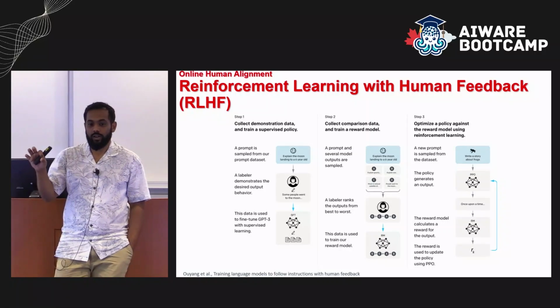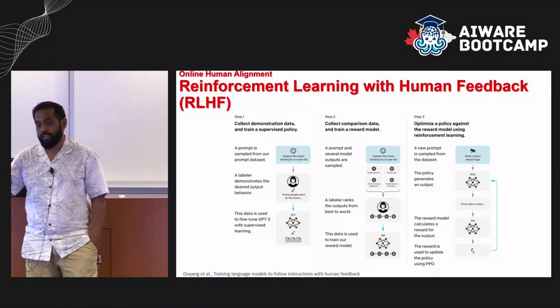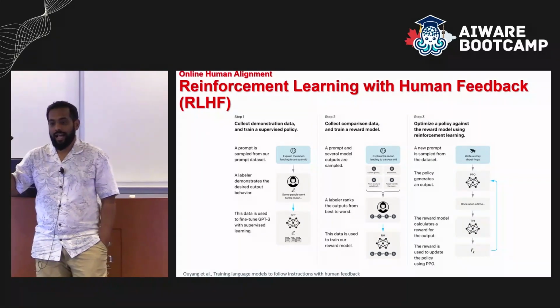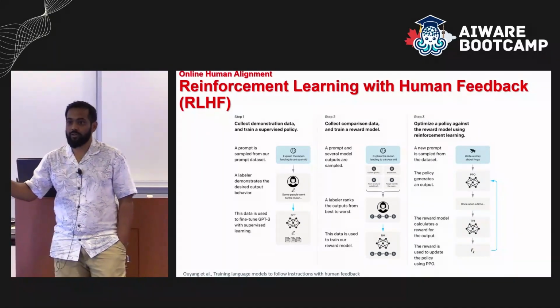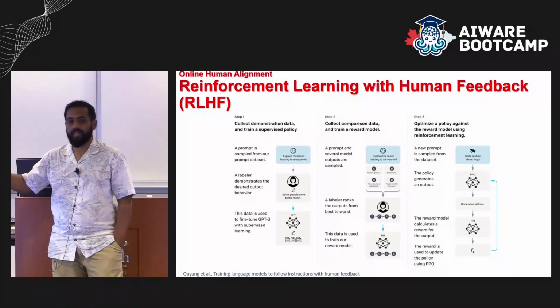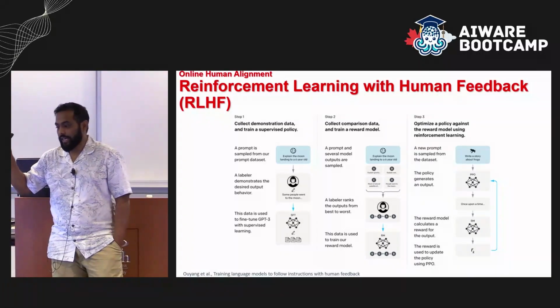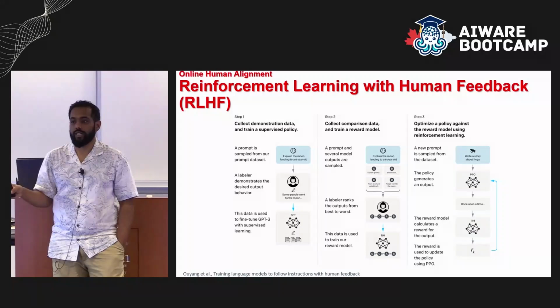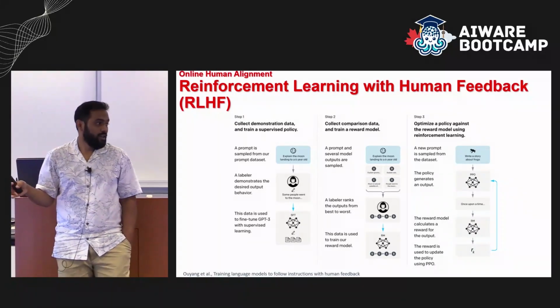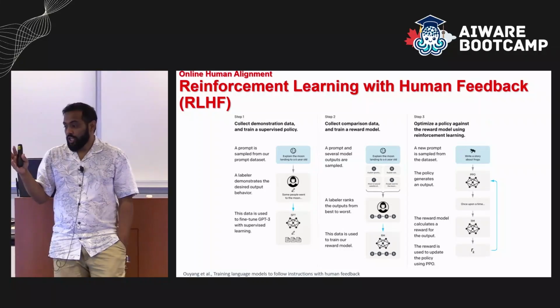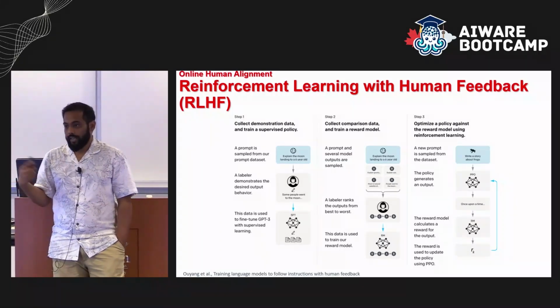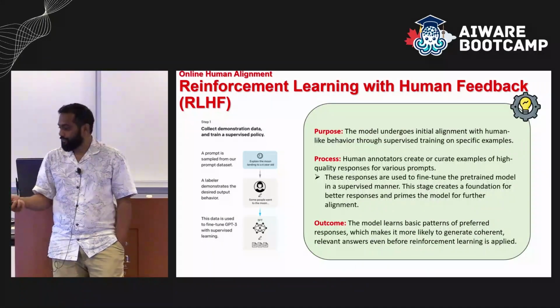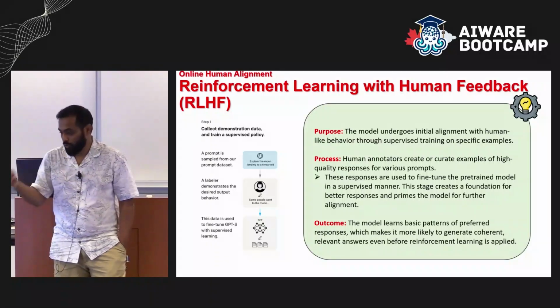GPT-3 was instruction tuned with full supervised fine-tuning, and then preference tuned with reinforcement learning with human feedback. It's typically very expensive in practice to conduct, but it works. So let's go through each step in detail, because I think it's worthwhile knowing more about this.